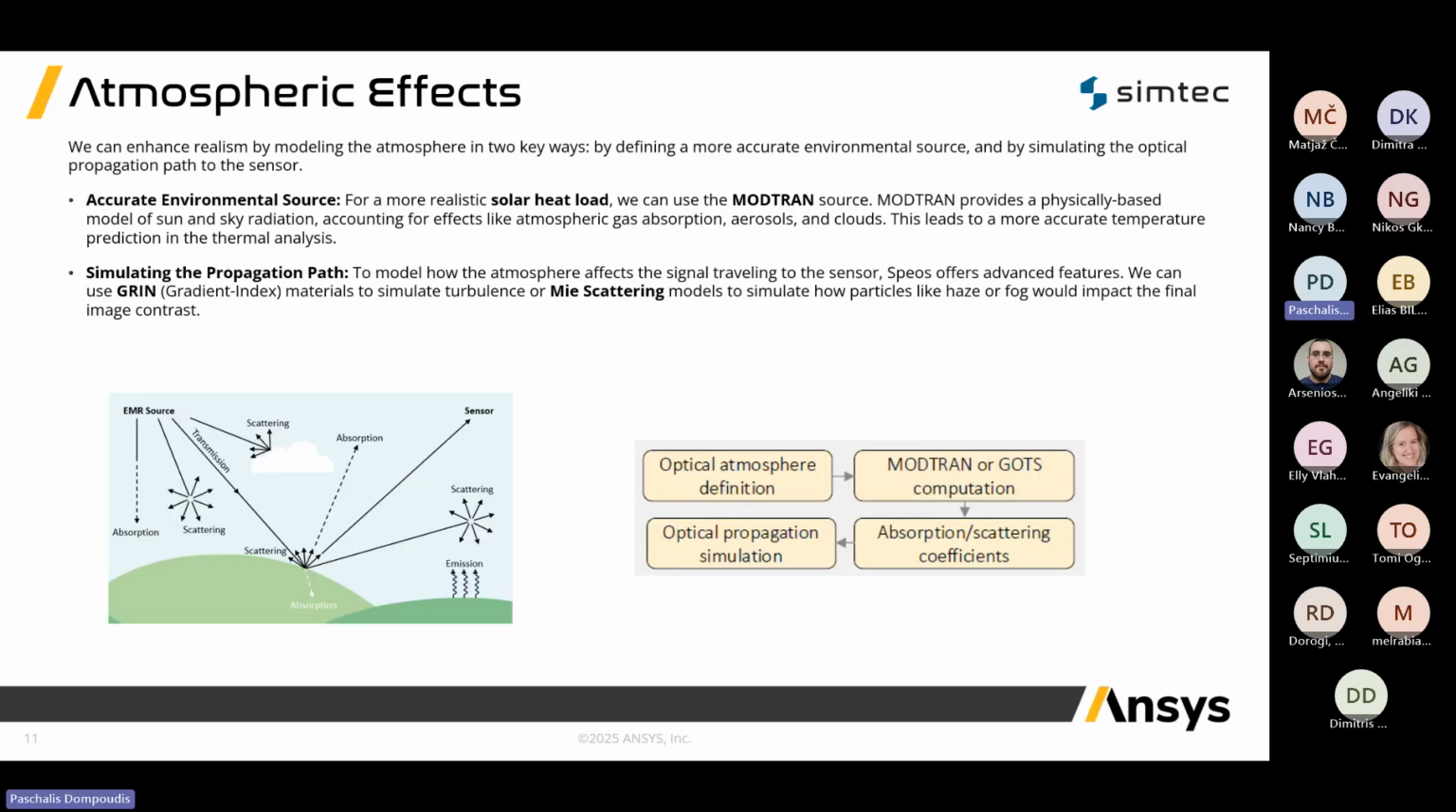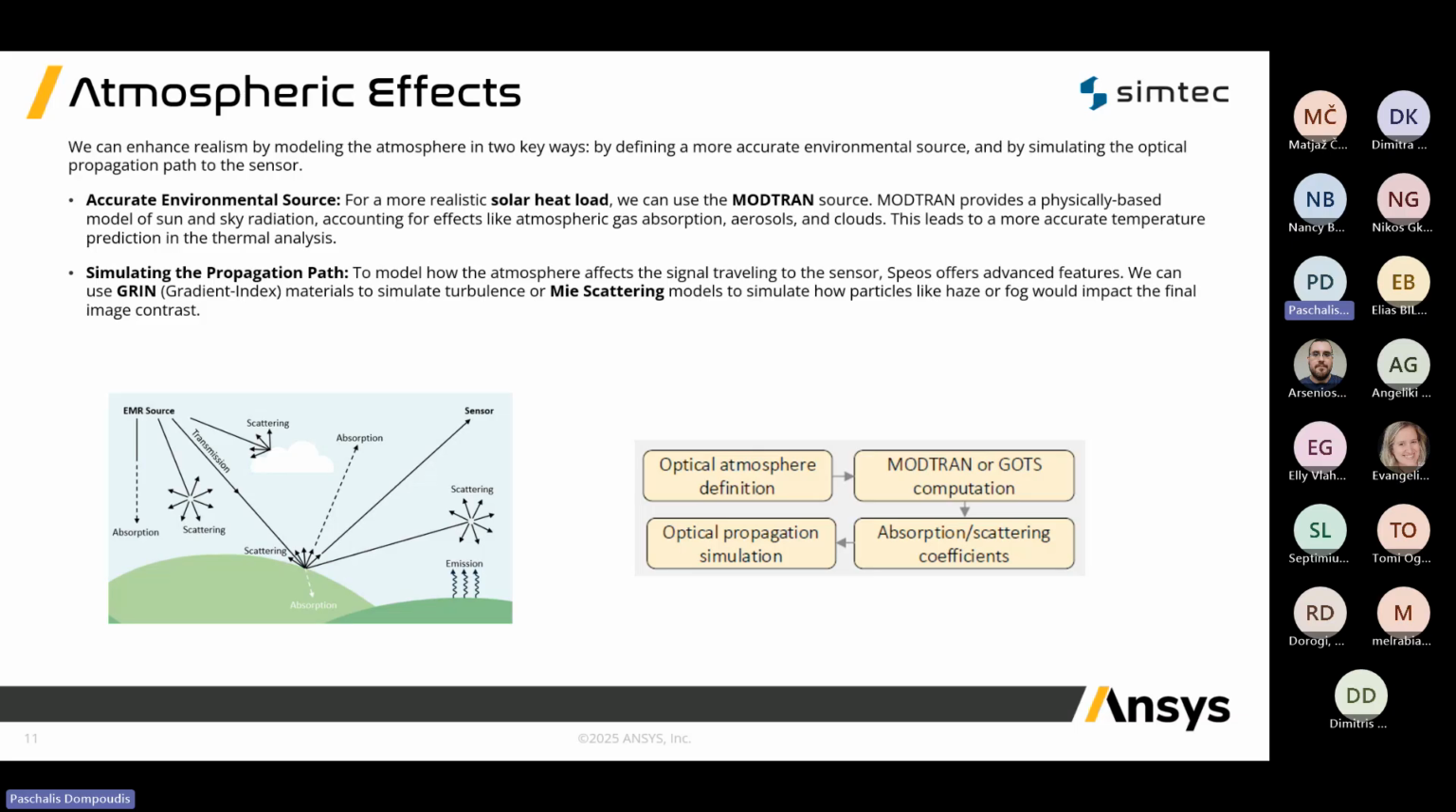Our next enhancement could be the modeling of atmospheric effects, which we can do in 2 key ways. First, we can improve the environmental source that we used. Instead of using the default source available in Speos, we can use Modtran, which is a third-party tool that can couple with Speos. So we can use a Modtran source in order to get a highly accurate model of the sun and the sky. This provides a more precise solar heat load, leading to more accurate temperature predictions in our thermal analysis.